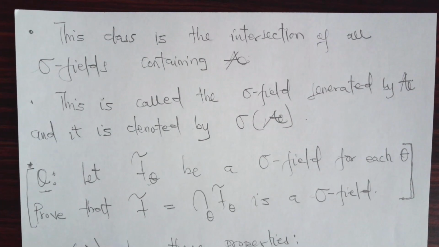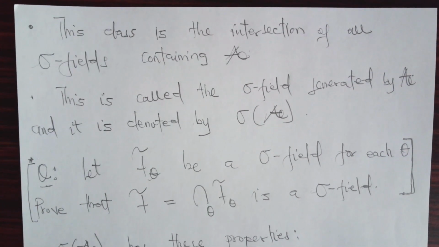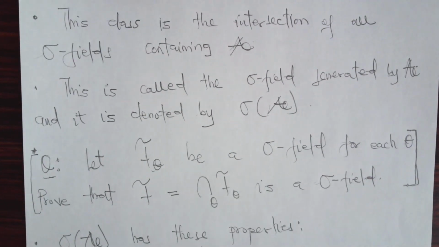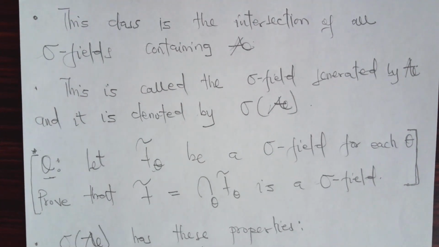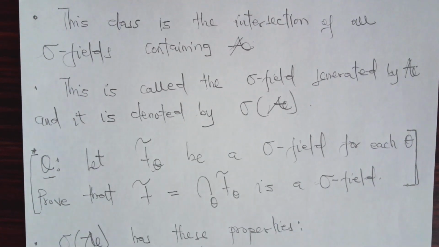We have a question here to answer, but as we always do, we'll be answering these questions in our next lecture. If we let F theta be a sigma field for each theta, we want to prove that F, which is equal to the intersection of all these F theta, is a sigma field as well.